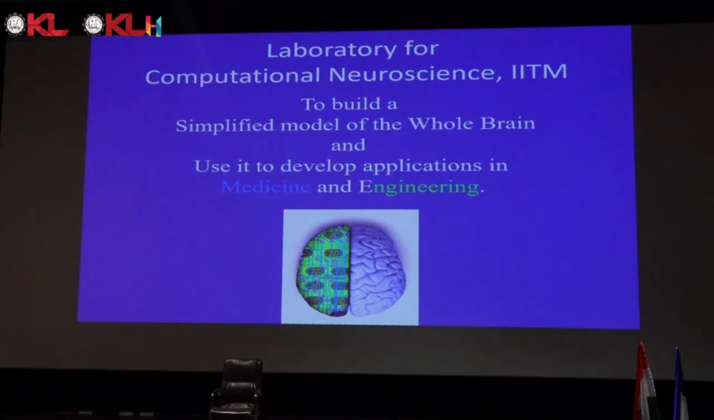It won't be a detailed model like some of these larger projects, like what's happening in the Blue Brain project in Geneva. It's a simplified model with maybe 10 million neurons instead of 100 billion neurons. And it will have representations of all the major structures in the brain. Once this kind of model is completed, I think it will have immense applications in both engineering and medicine.